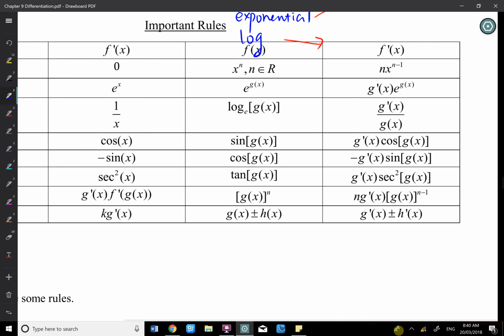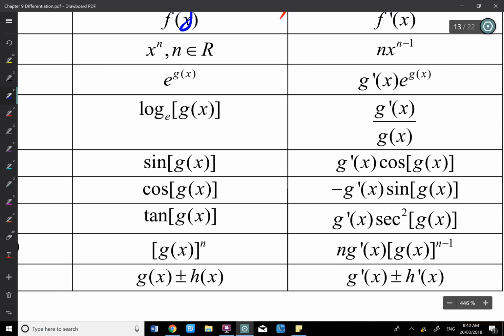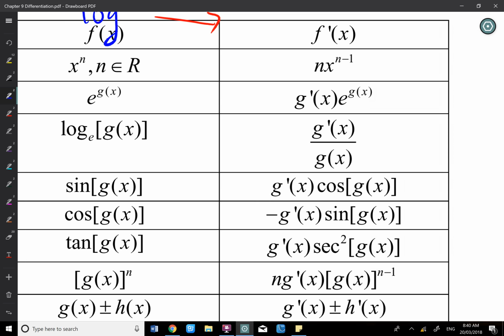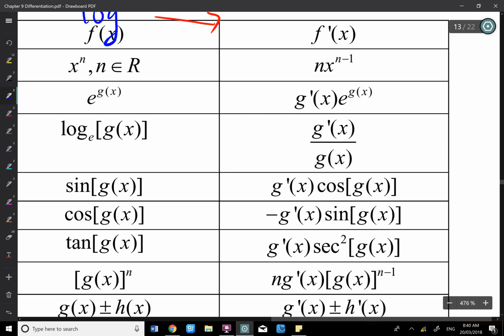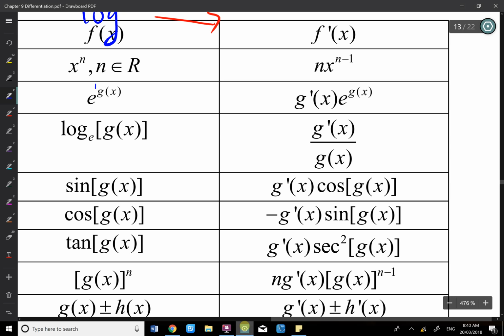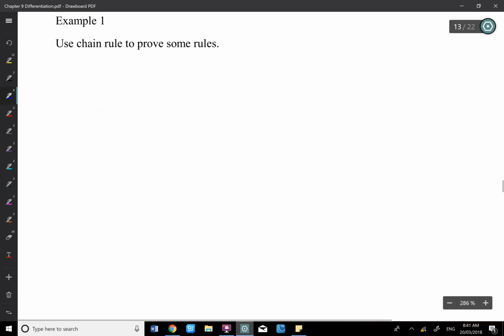That's the simplest one. But if you have some equation with not x in it, so e to the power of g(x), what if we have that? The derivative for that will be g'(x) times e to the power of g(x). So what you will do is you differentiate the top, and then you still have the identical thing there, still have the same thing here. I'll show you why it's like this. I'll show you by using the chain rule.